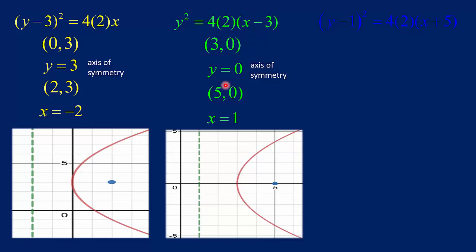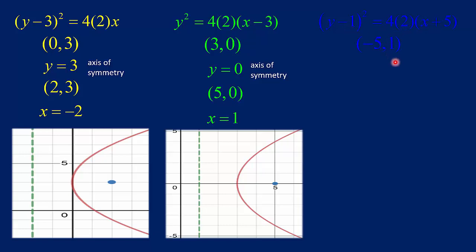Okay, let's look at another one. Now we have 2 shifts. We have a vertical shift and a horizontal shift. Now, if we want to write the vertex, we've got 2 things, remember. The x-coordinate and the y-coordinate. We get the x-coordinate from the parentheses with the x, only the opposite. The y-coordinate from the parentheses with the y, only the opposite. So we get -5, 1.